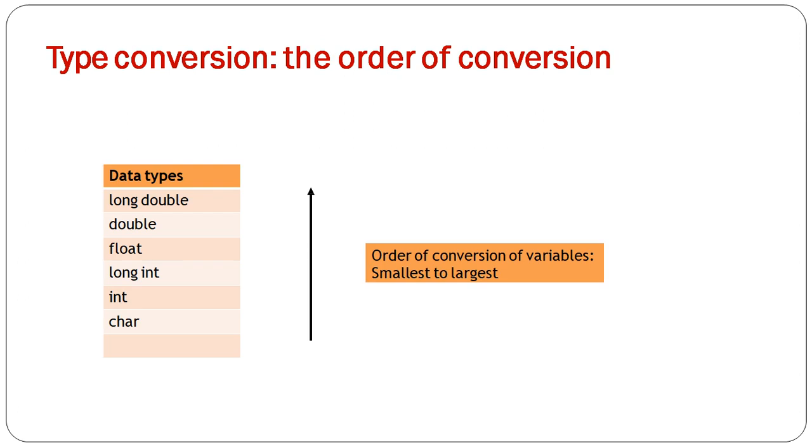So the order of conversion is: char will be converted to integer if int and char are multiplied. If int and long int are multiplied, the output will be long int. If long int and float are multiplied, then the output will be float type. In a similar way, the longest of all is long double, and the smallest one is char. So as it goes up this ladder, the higher ones are displayed as output when two different data types are multiplied.